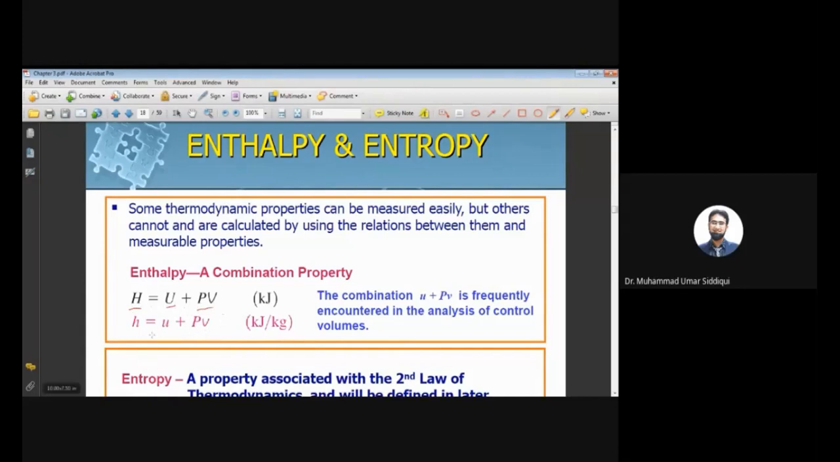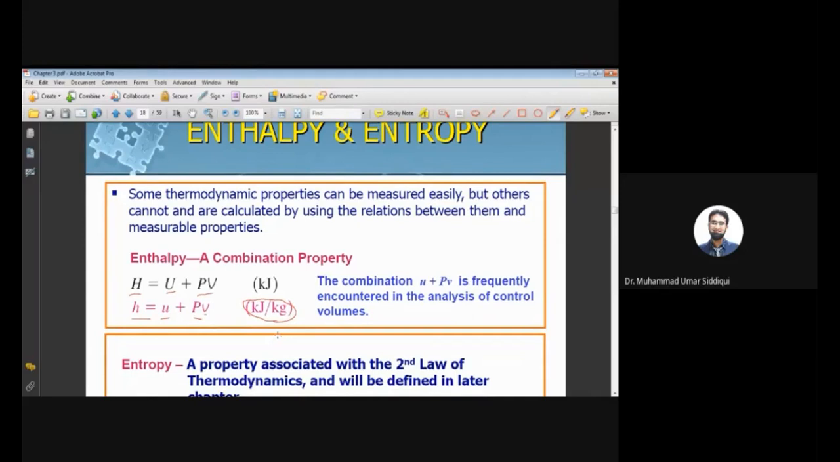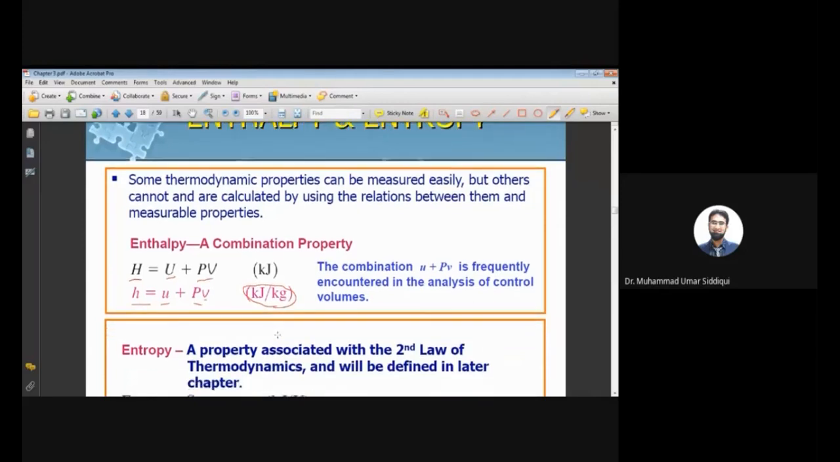If you write in specific terms, small h is equal to small u plus p multiplied by specific volume. This will be kilojoule per kg, and this is the enthalpy. Enthalpy is a very important parameter, and we will be using this parameter a lot in our calculations. If enthalpy is clear, then I can move towards entropy. Is there anybody who has any question? Feel free to ask. Okay, no problem. If anybody doesn't understand, I can repeat again.